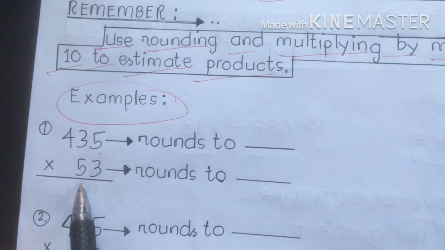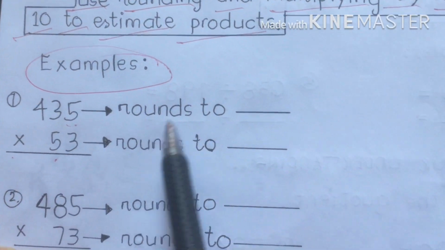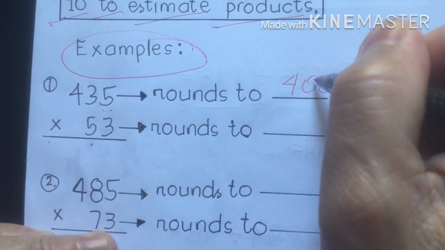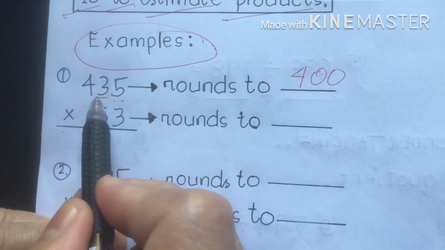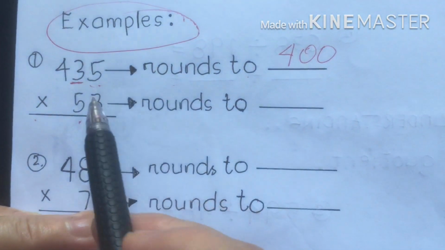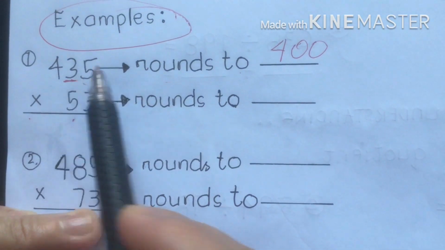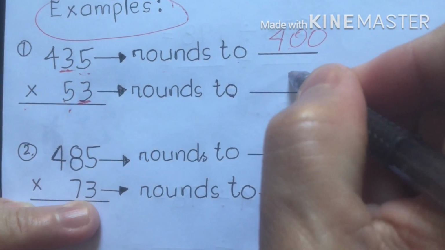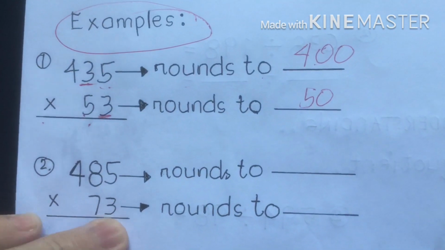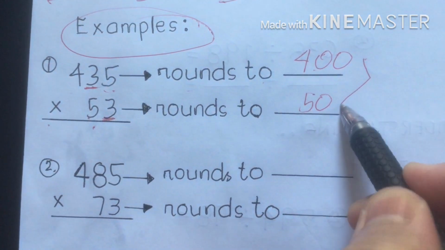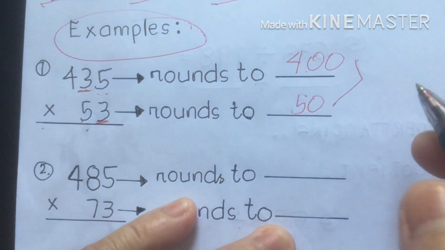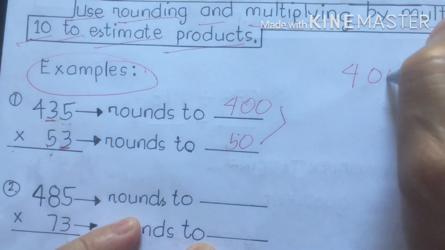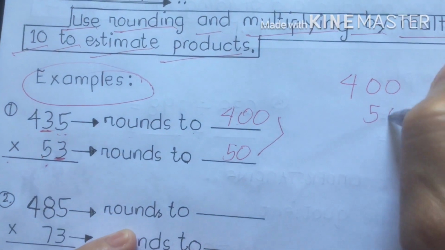435 times 53. 435 class, we round to 400. Why? Because 3 is lower, so we round down. That is why 400. 53, since 3 is rounding down, we're going to write 50. Then after rounding, we're going to proceed to estimating the product. We're going to solve it. 400, just like this one, my dear students, times 50.